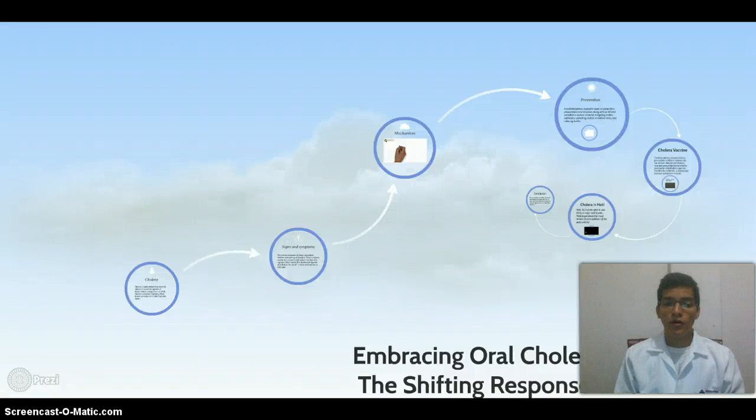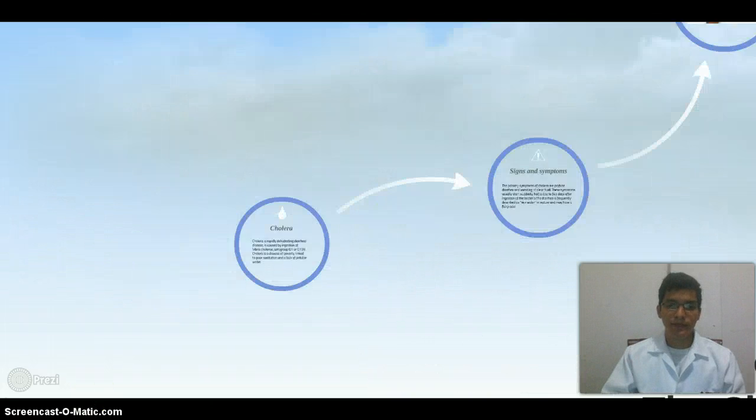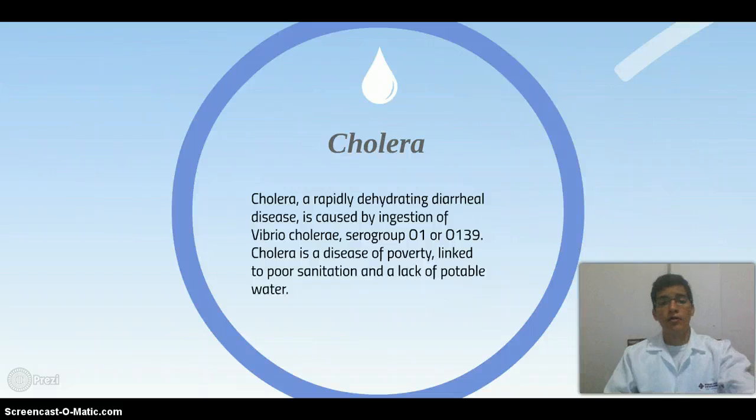Embracing oral cholera vaccine, the shifting response to cholera. Cholera, a rapidly dehydrating diarrheal disease, is caused by ingesting Vibrio cholerae serogroup O1 or O139. Cholera is a disease of poverty linked to poor sanitation and a lack of potable water.